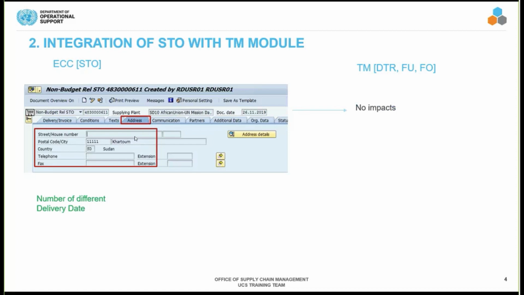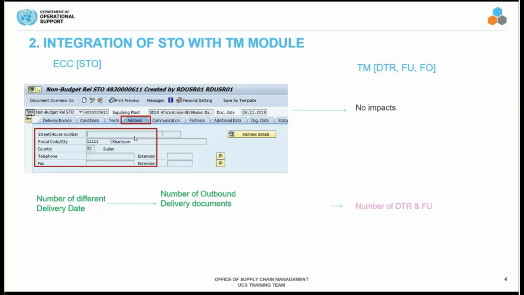Then another issue that I wanted to bring your attention to is that the number of different delivery dates that an STO will have will determine the number of outbound delivery documents that ECC is going to create. And the number of outbound delivery documents is going to determine the number of DTRs and freight units.